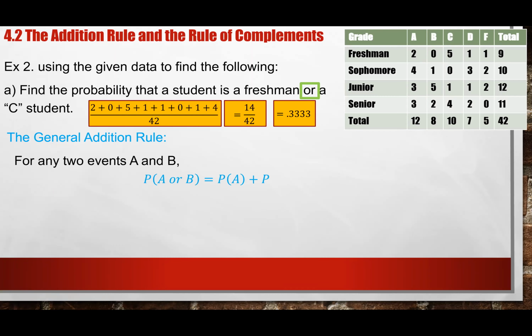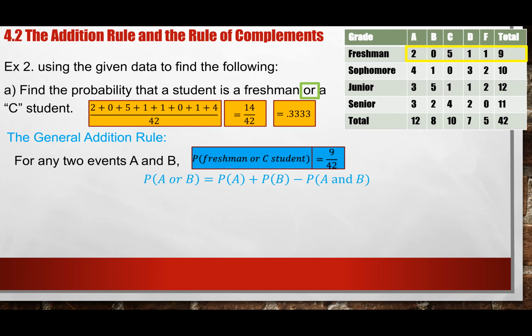So this, again, for any two events A and B, any two categories that they ask you, the probability of A or B is equal to the probability of A plus the probability of B minus the probability of A and B, which is what they have in common, what they intersect. So if you're using this formula for the probability of a freshman or a C student, the first thing is we need to find the probability of a freshman, which is, do you agree, 9 out of 42? The probability of a freshman is 9 freshmen out of 42.